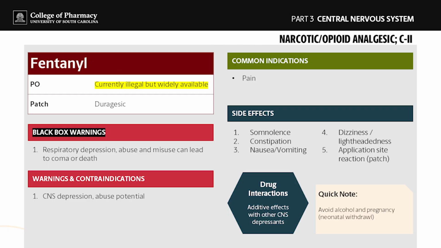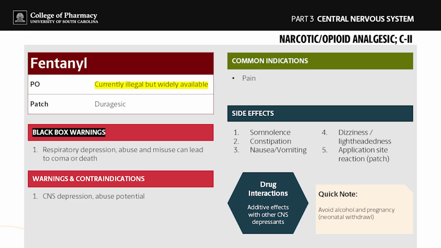The next drug we're going to talk about is a narcotic opioid analgesic, and it's a Schedule II, fentanyl. The patch is the only dosage form that we have available legally, and its brand name is Duragesic, and it's indicated for pain. Side effects: somnolence, constipation, nausea and vomiting, dizziness and lightheadedness. And this one also can cause some patch site reaction.